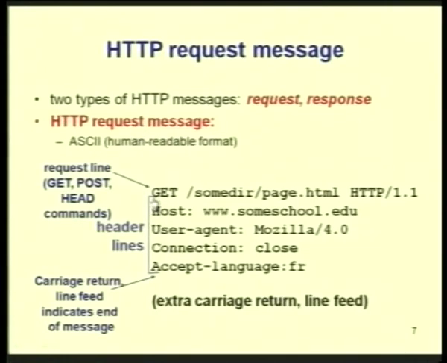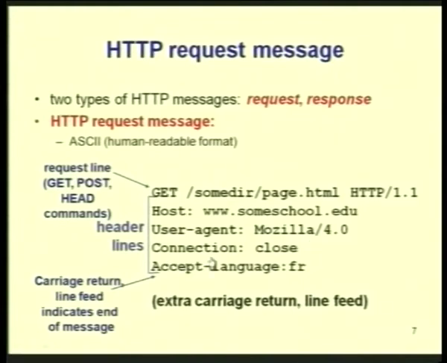You will have something like a GET followed by some URL that is specified, followed by the HTTP version that is used, HTTP/1.1 in this case. Then you have a host line which says which host you are trying to retrieve data from, www.someschool.edu for instance. You specify the user agent. The user agent here refers to the client program that is sending this request. For instance, if it is coming from a Mozilla 4.0 version browser, then that is what will be specified here.